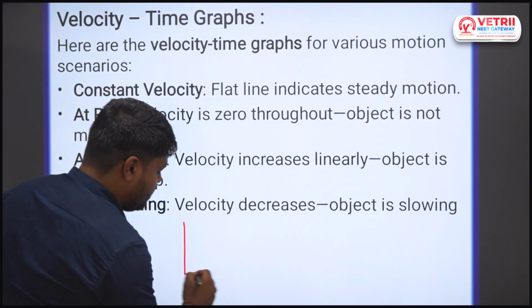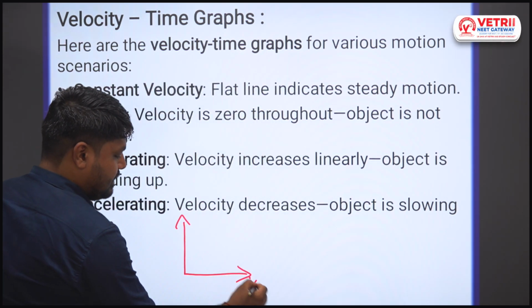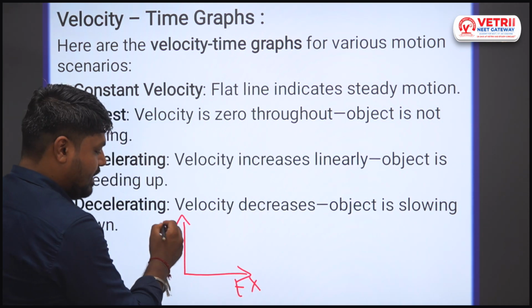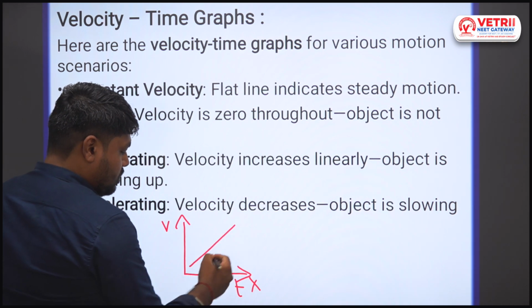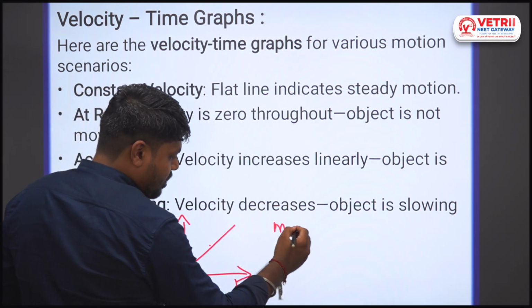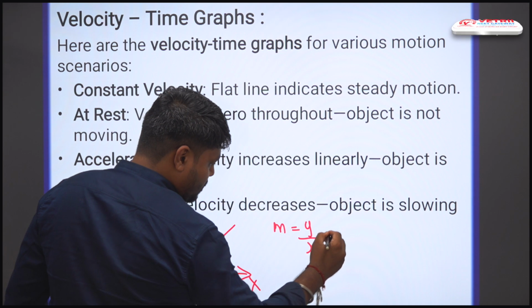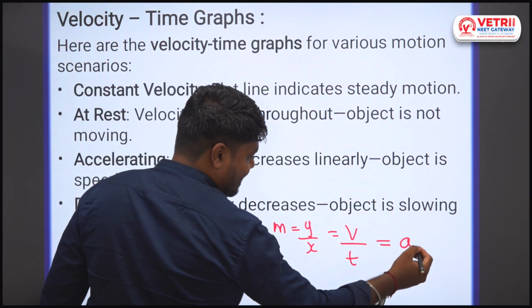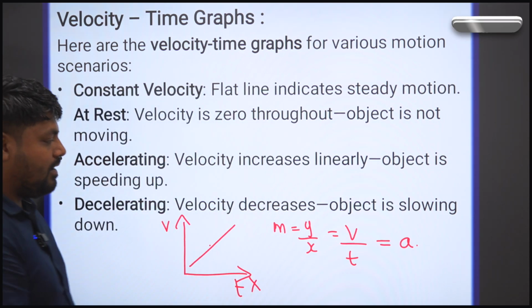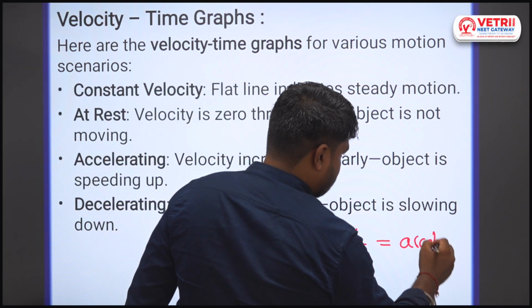Which one is going to be on the x-axis? Always the time. Time is the independent variable, and velocity is on the y-axis. So what is the slope formula? m is equal to y by x. What is y here? The y-axis is velocity. Velocity by time. What is velocity by time? Acceleration.